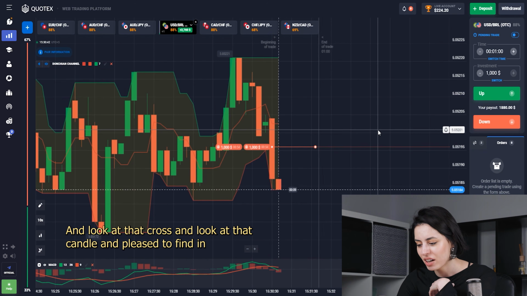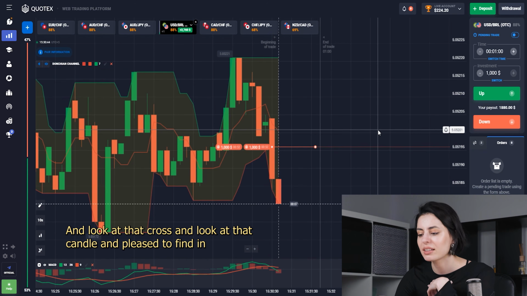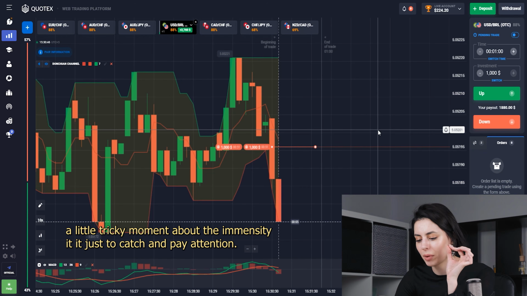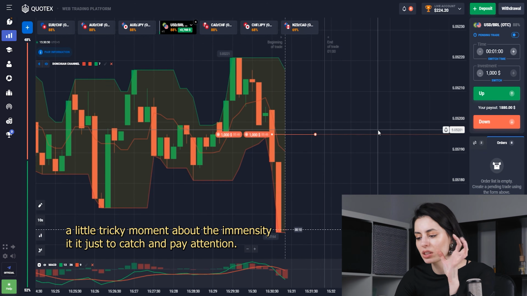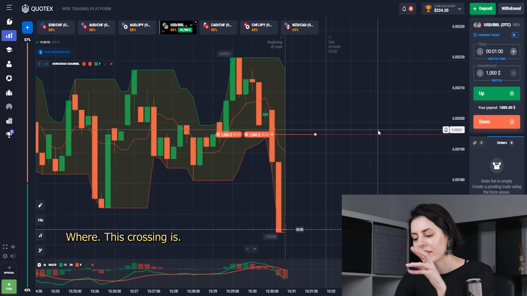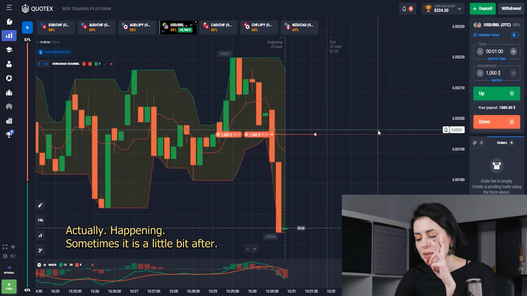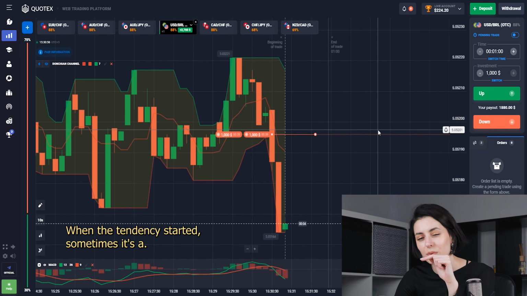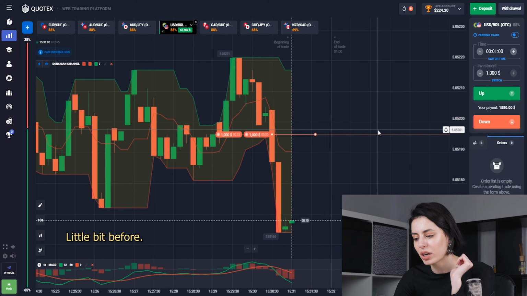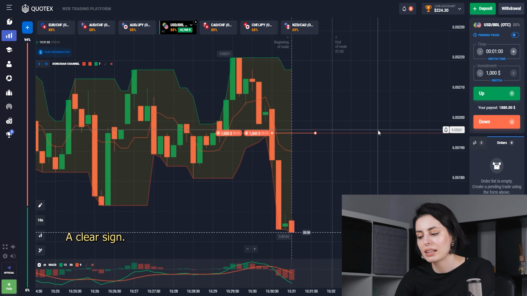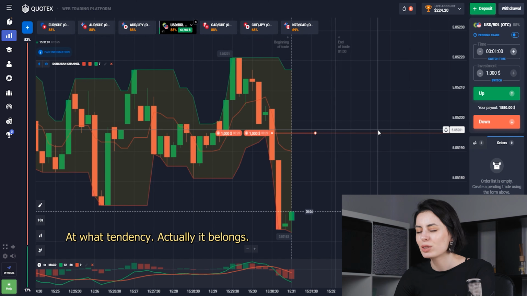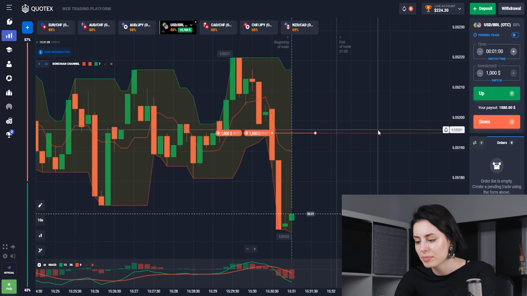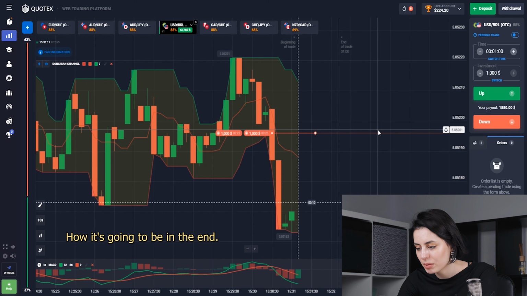And look at that crossing, look at those candles. And please, the one and only tricky moment about the MACD: you need to catch and pay attention to where this crossing is actually happening. Sometimes it is a little bit after the movement tendency started. Sometimes it's a little bit before. But anyway, that's quite a clear sign. You just need to be careful about which tendency it actually belongs to. Let's see how it's going to be in the end.